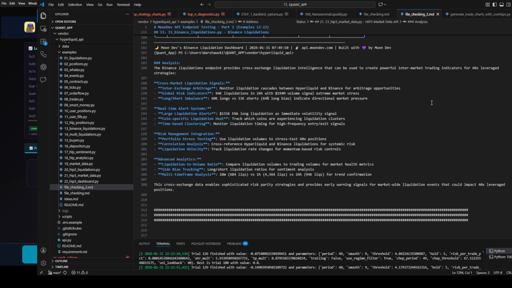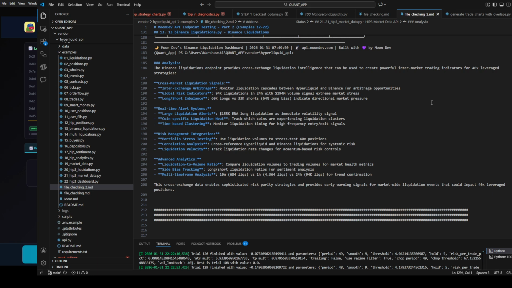Coin-specific liquidation heat, track which coins are experiencing liquidation clusters. That's a nice idea when you are doing multiple coins, then you can really chase those clusters. Would be a nice addition to the app, just to have such a signal of nearing clusters so you could pick up on it.